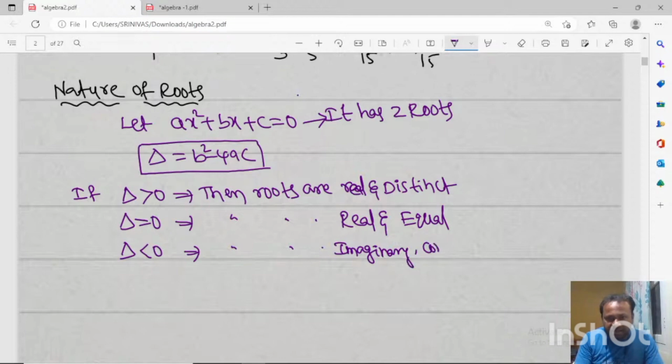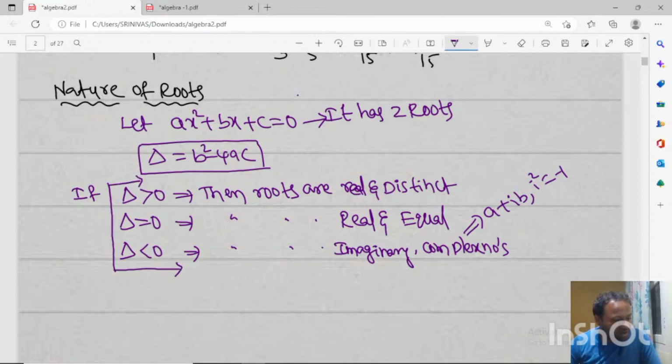And complex numbers. Complex numbers. Okay. Yes, imaginary. We can say that complex numbers will be in the form of a plus ib, where i square is equal to minus 1. So this is about the nature of the roots. Based on this nature of the roots, we will have one question.